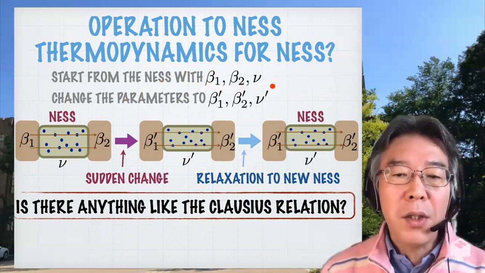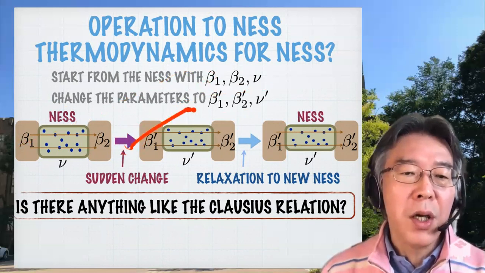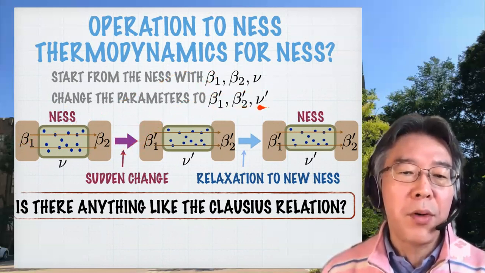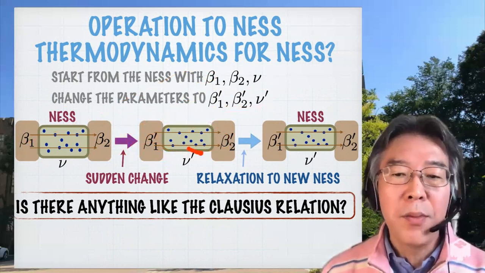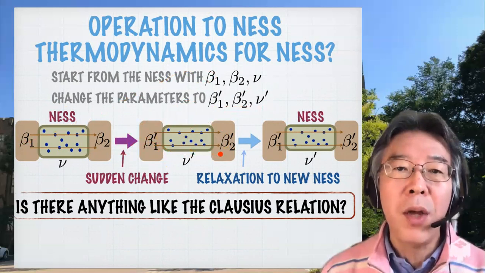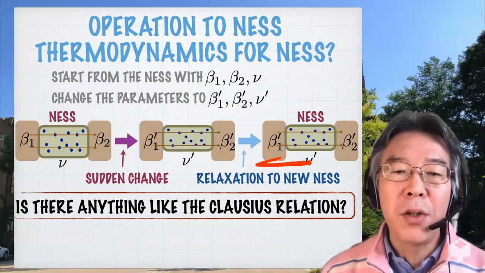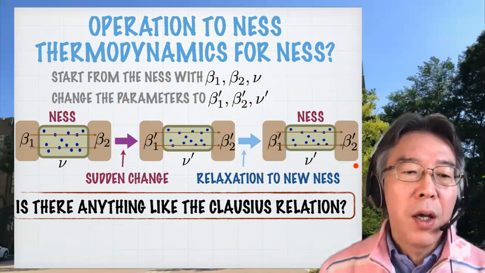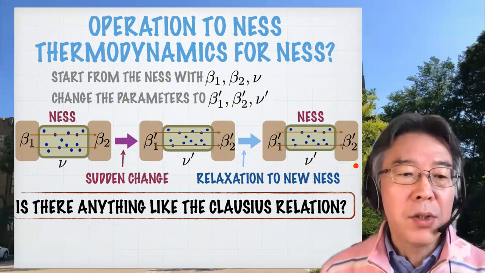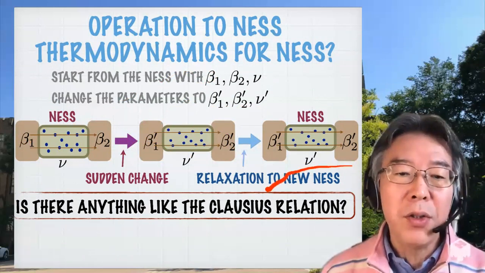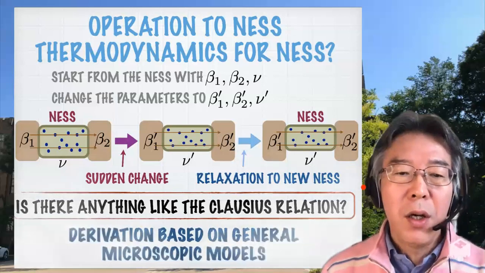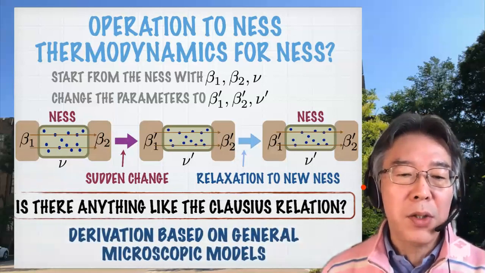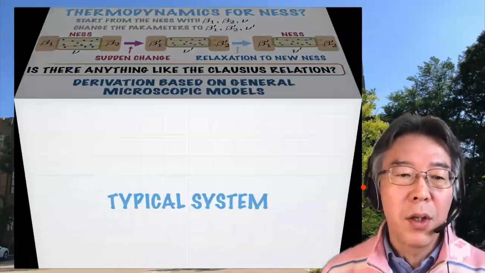Suppose that we have a NESS with temperatures beta 1, beta 2, and nu. As in the equilibrium case, we make a sudden change of these temperatures and parameters at some stage. Of course, the system is no longer in NESS, but if you wait for a sufficiently long time, you expect that you will reach another, new NESS. Now we want to ask, is there anything like the Clausius relation associated with this non-equilibrium relaxation process? The main result of this talk is a derivation based on general microscopic models.